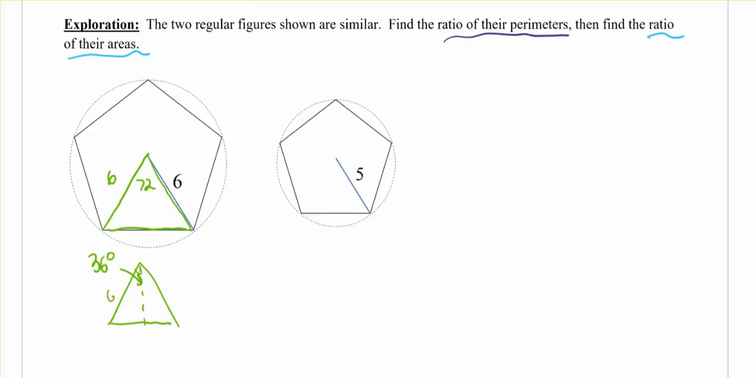And we know this is 6, so I can find this length x using simple trigonometry. In this case, I'll use sine, so sine of 36 is equal to opposite, which is x over 6. So you get x is approximately equal to 3.527. Then we know that each side here is just double that, so I multiply that by 2, and I get 7.053.